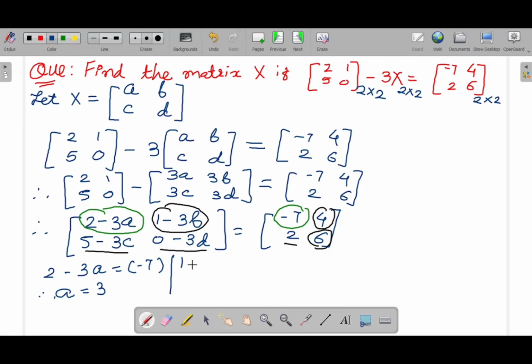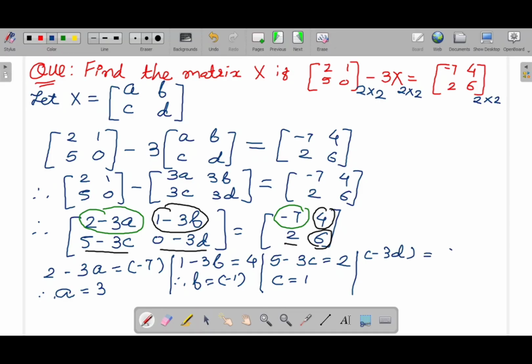Similarly, when I compare 1 minus 3b equals 4, you can understand -3b will go on the right hand side and will become plus 3b, 4 will come on the left hand side and will become -4. 1 minus 4 is -3, -3 will come in the denominator with 3, so b equals -1. You can add a few steps if you require. 5 minus 3c equals 2, so here also we get c equals 1. These are simple calculations which you are learning from grade 6. Here 0 minus 3d, that means -3d equals 6. We can easily get d equals -2.